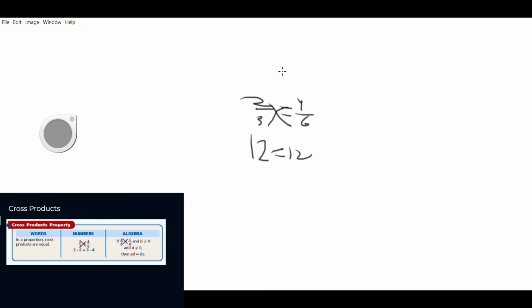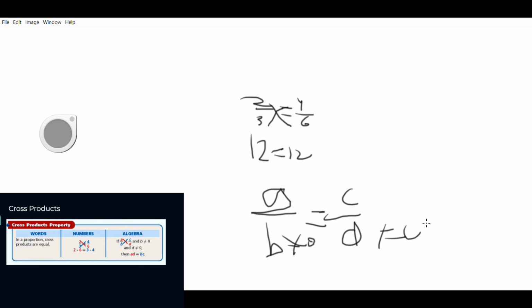Suppose you look at it with variables, you could say A by B is equal to C by D, where B is not equal to 0 and D is not equal to 0. And if these two values are not equal to 0, then these proportions are equal to each other.